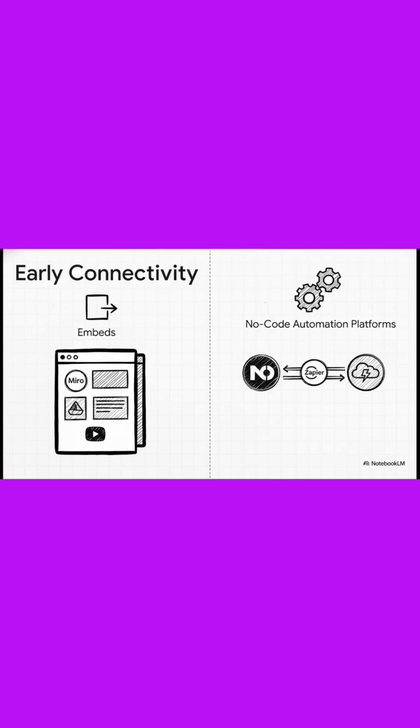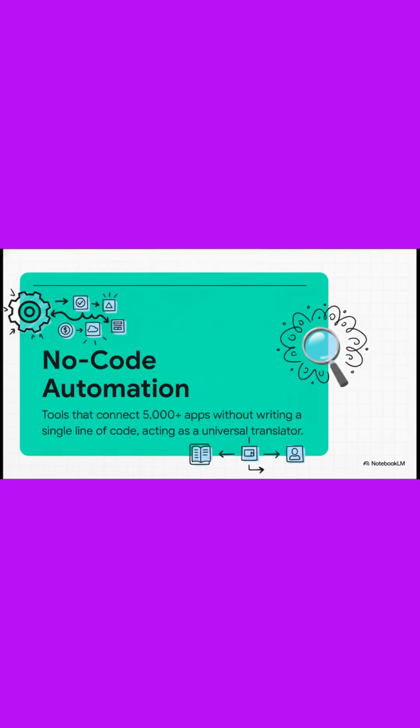But the second and much more powerful bridge was through what we called no-code automation platforms, like Zapier, that promised to make all your different apps talk to each other automatically. The easiest way to think about a tool like Zapier is as a universal translator for your software. I mean, it connects to over 5,000 different apps. It can listen for something to happen in one app and then tell a totally different app to do something else as a result. And the best part? You don't have to write a single line of code. It's a ridiculously powerful idea.